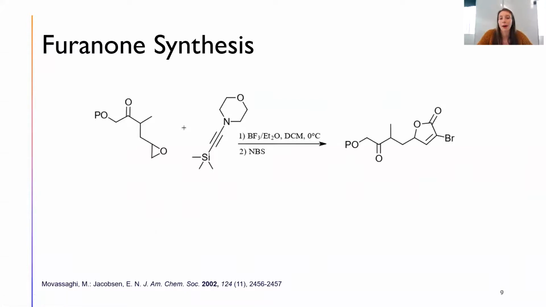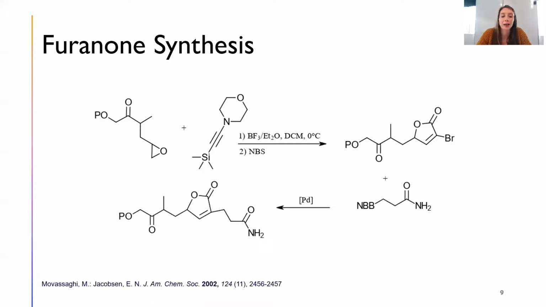And then we're going to pause here, because I really want to highlight this reaction. This is a novel step in the synthesis, and it takes the 3-membered epoxide and expands it to the 5-membered furanone ring. One of the previous members of the Felix lab actually found this reaction, and it's just very interesting and unique. And so I really want to highlight it because we're going to talk about it later too.